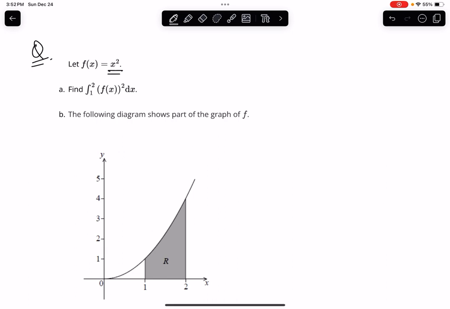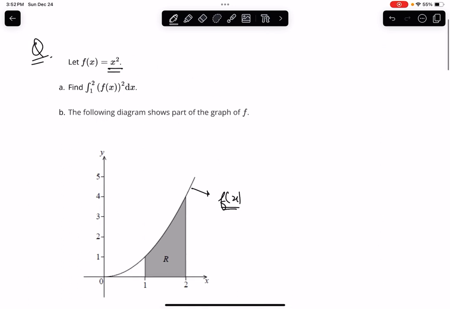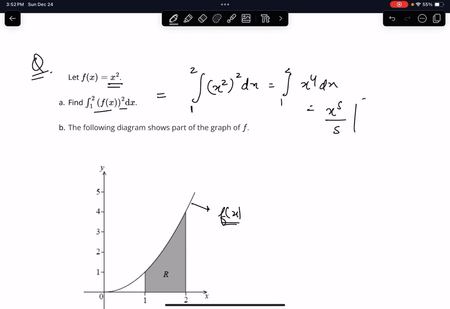Okay. So over here, let f of x is equal to x squared. So therefore, this is a function y is equal to f of x. And in this case, first of all, they want us to find a simple integral, which is the integral from 2 to 1 of f of x squared dx. So this is the integral from 2 to 1, and f of x squared is just x squared to the power of 2 times dx, which is the integral from 2 to 1 of x to the power of 4 times dx. And so that's x to the power of 5 divided by 5, which you're going to be evaluating from 2 to 1, okay?